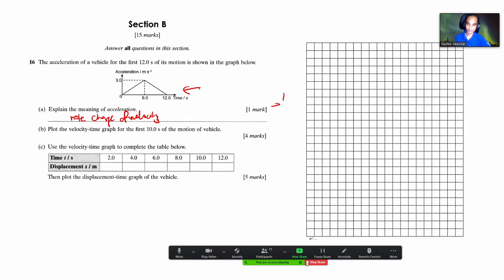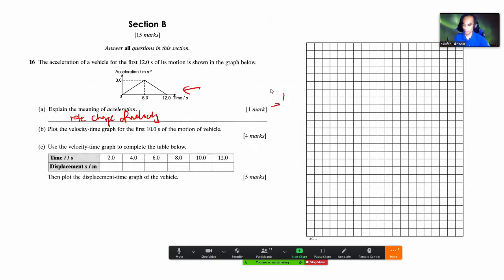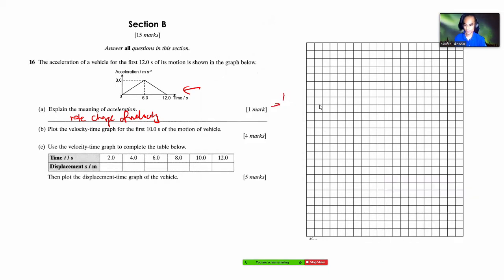You're saying something in the chat. Okay, Nikki. Plot a velocity-time graph of the first 10 seconds of the motion of the vehicle. Okay, so how to do this one? We have a graph over here.